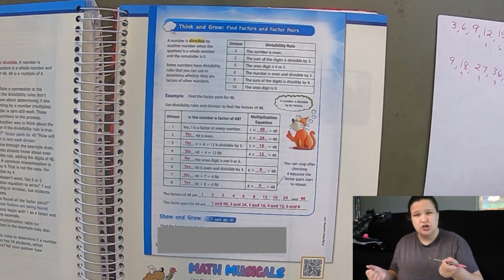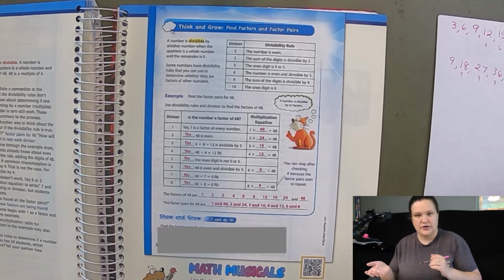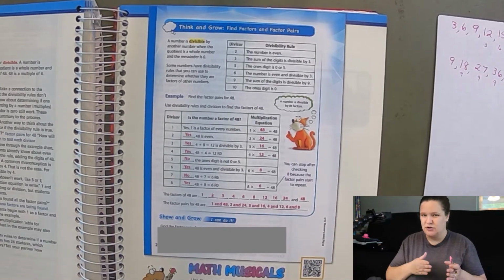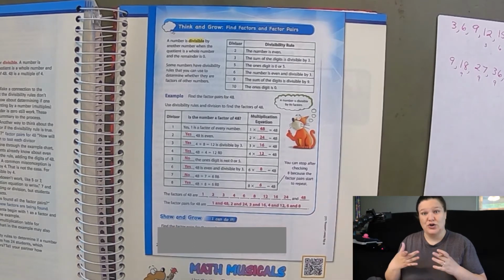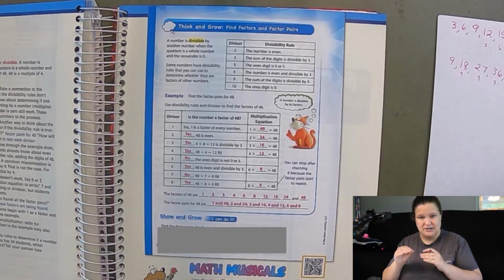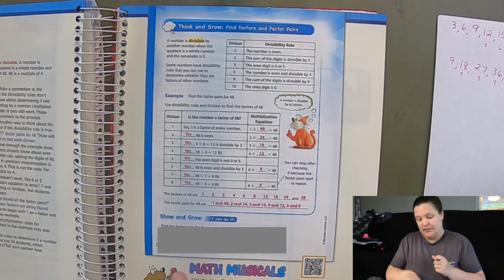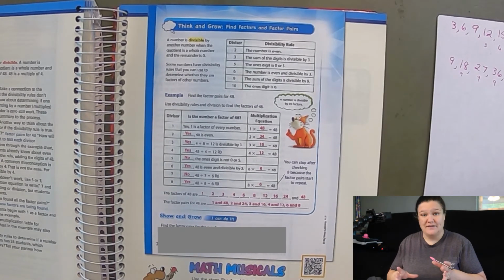So you can still list them out. 1 and this one is 30. So 1 and 30, it's an even number. So we know that 2 is going to be one of them. It's 3 and 0. So we know 3 is going to be one of them, right? Because 3 plus 0 is 3. It ends with a 0. So we know 5 is one of them. So that can help you. These rules can help you a lot in finding all of your factor pairs.